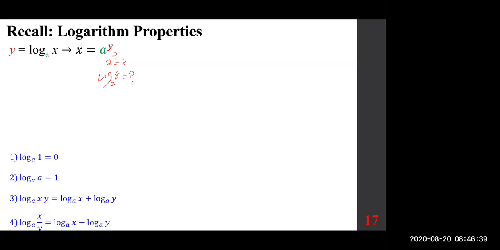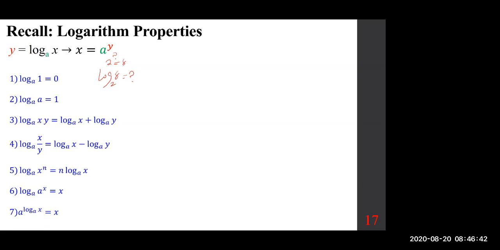There are a lot of properties here that I expect you to know. You really need to remember these properties, class. First of all, we have proved all of them. Some of them are very straightforward. Just look at this arrow that I show you. A to the power of 0 is 1. A to the power of 1 is a. The next one is the product rule, then the quotient rule, the power rule, and the last two together refer to the fact that log and exponential functions are inverse of each other.